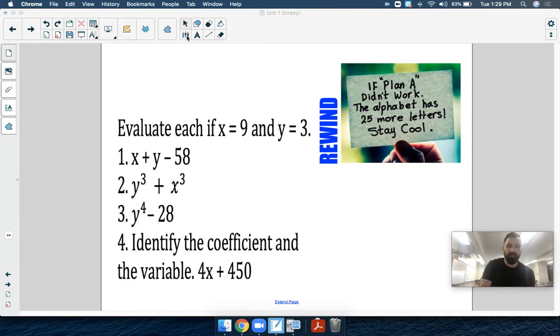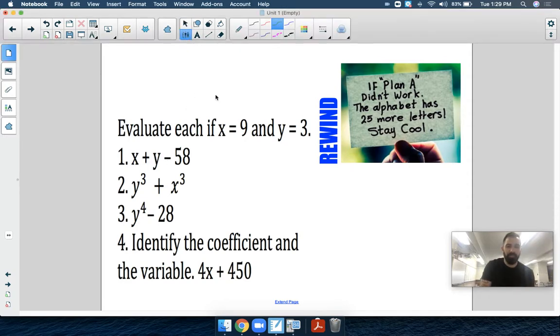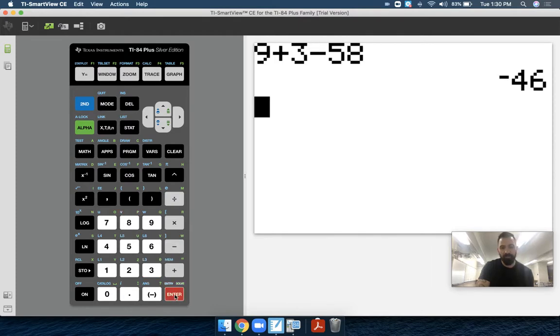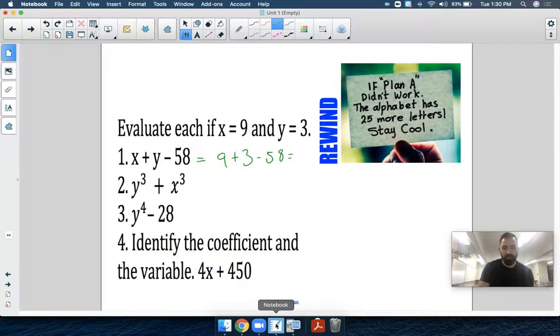First problem here, you want to figure out what is x plus y minus 58. From there, we're going to substitute in the x and y values. X is 9, y is 3. So 9 plus 3 minus 58. And what does that equal? Well, if you don't know, get out your calculator. 9 plus 3 minus 58 and hit enter. You should get negative 46. And that's it. That's all you're doing.